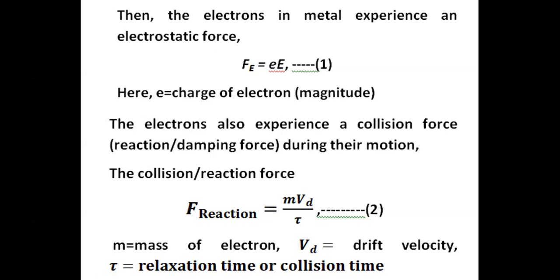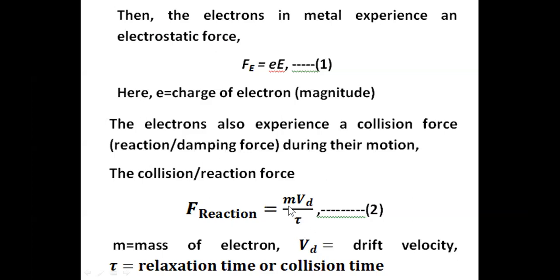When they are moving, they are having some collisions with their neighbors, such as electrons, impurities, or other atoms, right? Because of this collision, they are experiencing a force which is known as collision force. This collision force is generally given by m into V suffix d over tau.